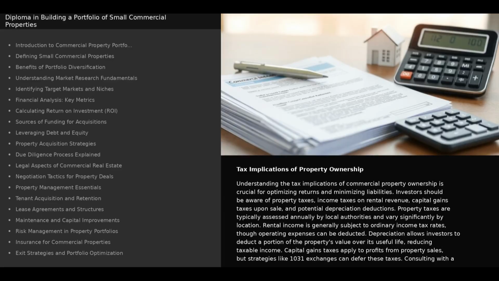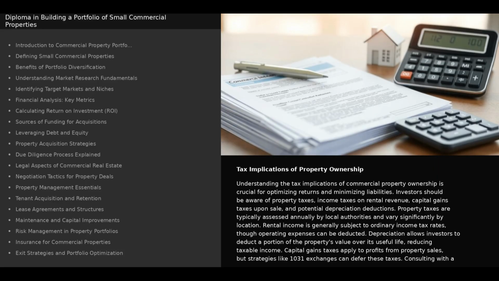Tax implications of property ownership. Understanding the tax implications of commercial property ownership is crucial for optimizing returns and minimizing liabilities. Investors should be aware of property taxes, income taxes on rental revenue, capital gains taxes upon sale, and potential depreciation deductions. Property taxes are typically assessed annually by local authorities and vary significantly by location.